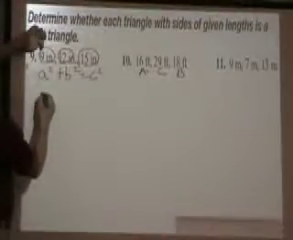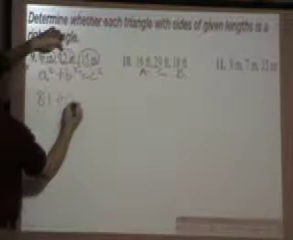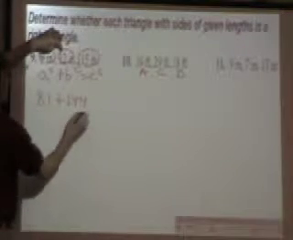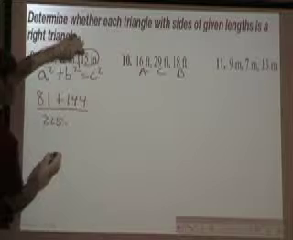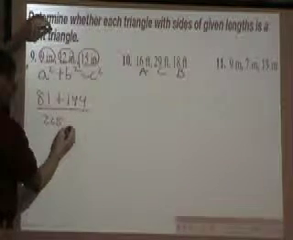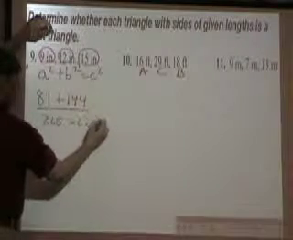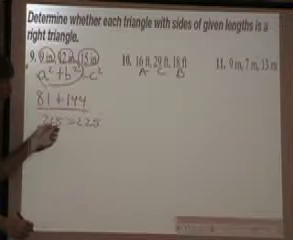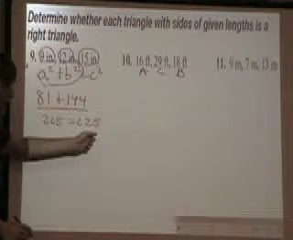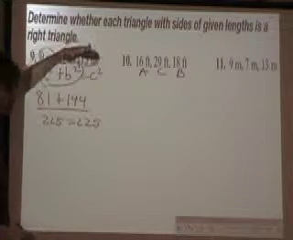So what's 9 squared? 81 plus, what's 12 squared? 144. Now, when you add those up, what do you get? 225. Now, what is 15 squared? 225. So does 225 equal 225? You see how A squared plus B squared was 225? And then C squared is 225? For it to be a right triangle, A squared plus B squared must equal C squared.